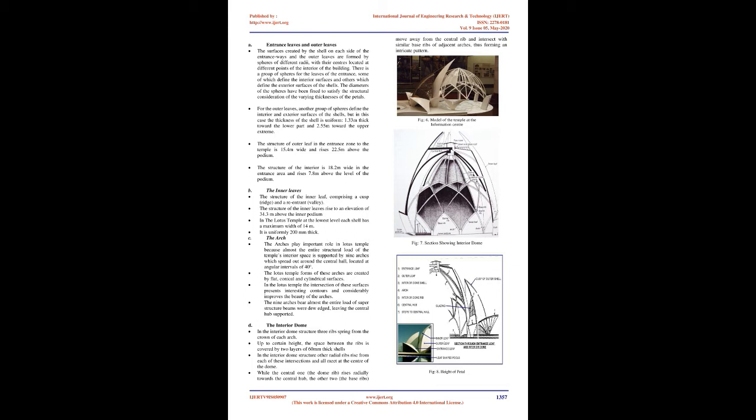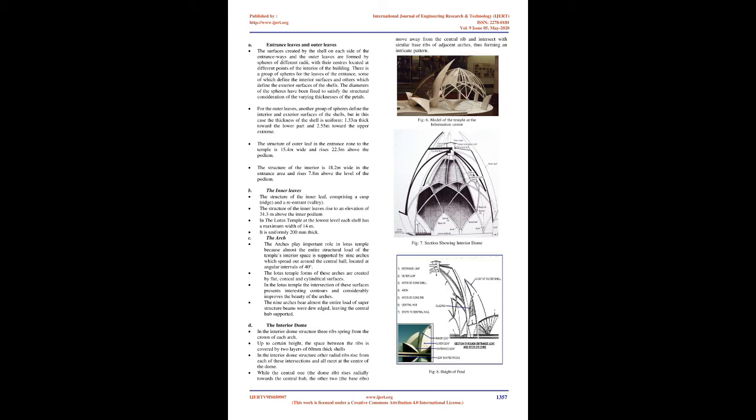For the outer leaves, another group of spheres define the interior and exterior surfaces of the shells, but in this case the thickness of the shell is uniform, 1.33 m thick toward the lower part and 2.55 m toward the upper extreme. The structure of the outer leaf in the entrance zone to the temple is 15.4 m wide and rises 22.5 m above the podium. The structure of the interior is 18.2 m wide in the entrance area and rises 7.8 m above the level of the podium.